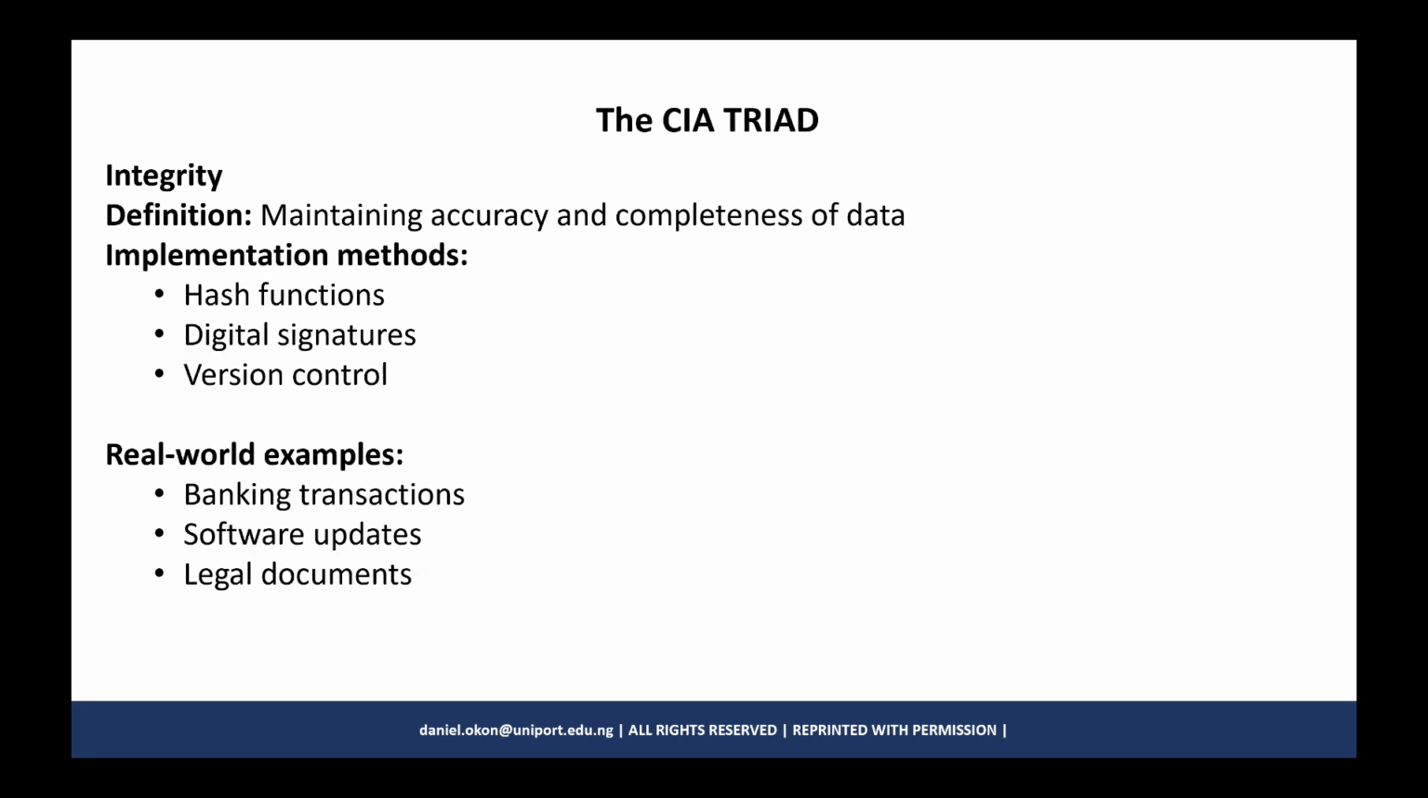Integrity means accuracy or completeness of data. Accuracy, please, this is very important. We can tell you to write on integrity as a characteristic or as a function of the CIA triangle. Integrity means maintaining accuracy or completeness of data.